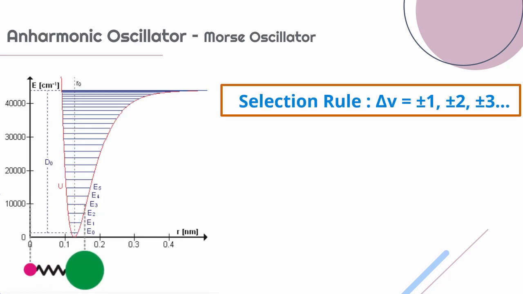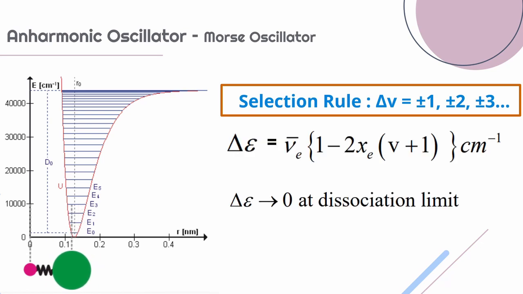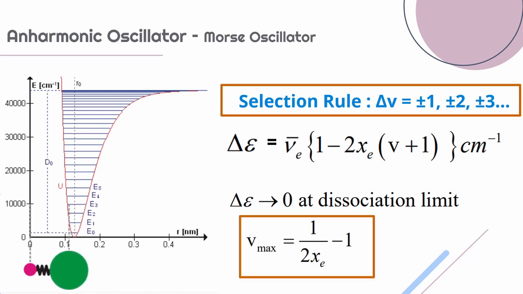When transitions take place in a harmonic oscillator, we saw that it is possible only if delta V equals plus or minus 1. And we observe from this curve that as the energy increases, the energy difference between two states decreases. So as delta E tends to 0 at the dissociation limit, we have a maximum possible vibrational quantum number, and this value equals V max equals 1 by 2 x_e minus 1.